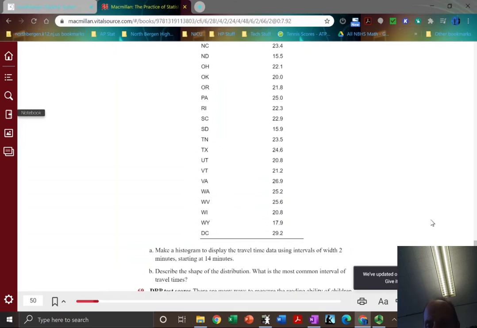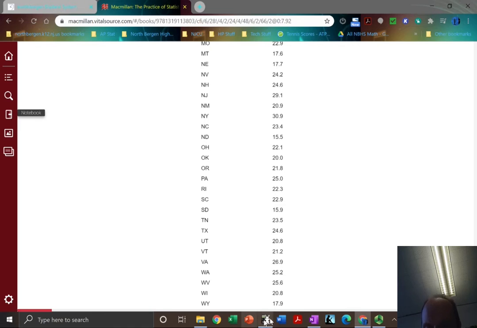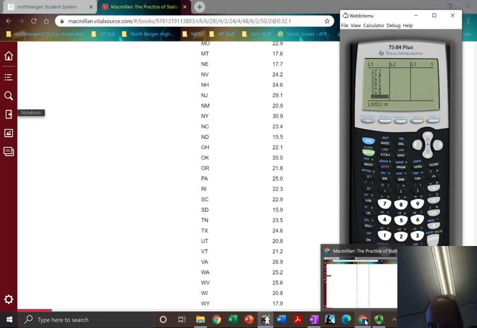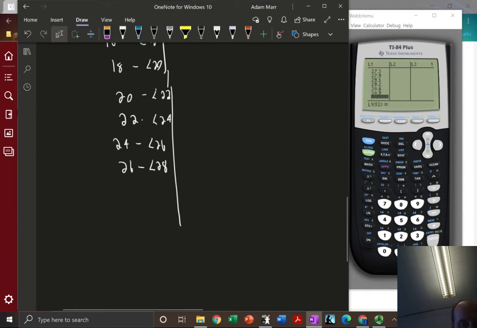And just remember, what is the highest value that we had? So just look at your calculator. It's in order, isn't it? And just scroll all the way down to 30.9, which is the highest that we have. So that's as far out as we need to go. Okay, almost done.